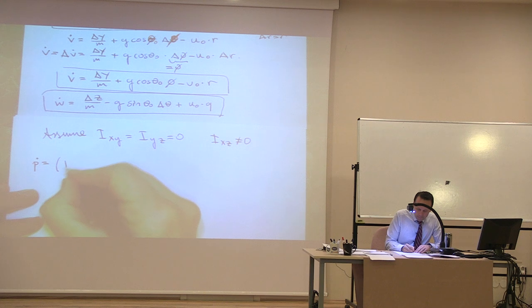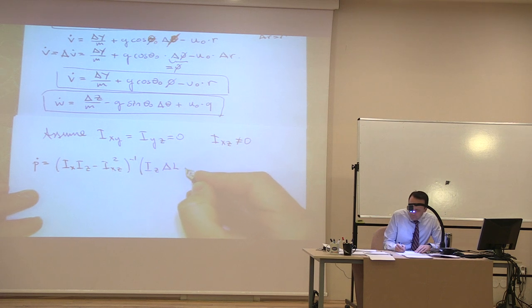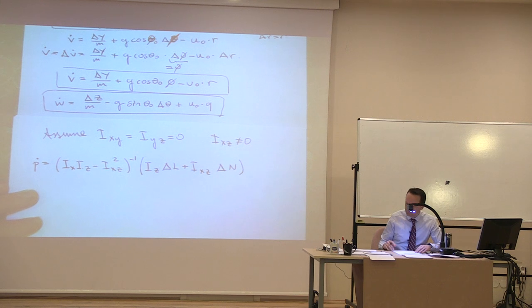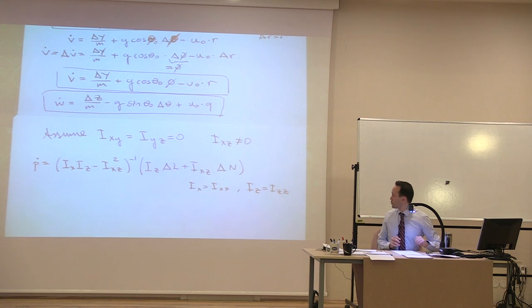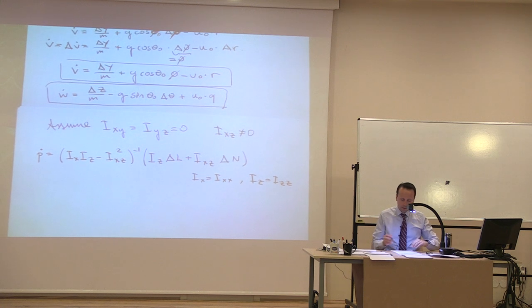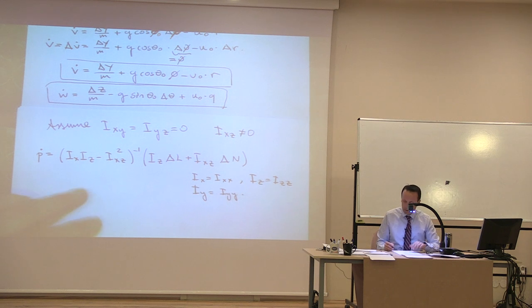You will get Iz over Ix Iz minus Ixz squared times delta L plus Ixz times delta N. And I just want to caution you that what I'm writing here is Ix is equal to Ixx. I'm just writing this for short. So Iz would be equal to Izz. So just to write it short from now on, I'm just going to write Ix, Iz and Iy. All right? It's changing the notation a little bit. Or you can also say Iy is equal to Iyy.